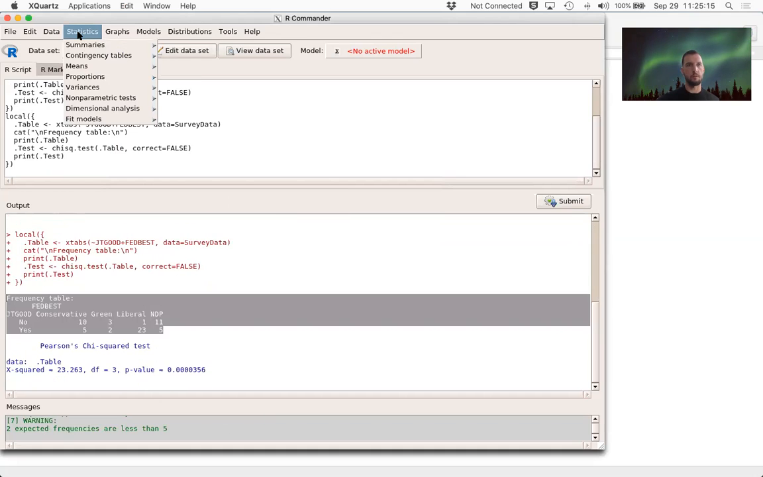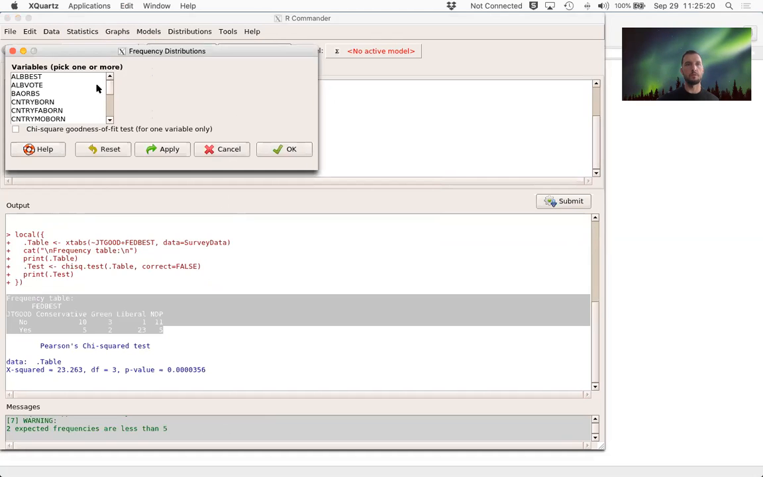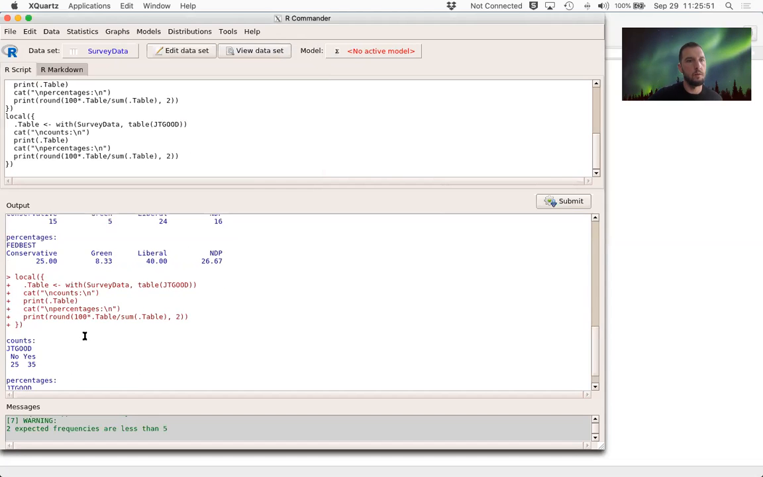Oh, I guess we should also do summaries, frequency distributions. We don't really need to do this, but the question is technically asking for it. The question did say build a contingency table, and then it also said give the row totals. We can get the row and column totals from the table, but just for the sake of completion so that we have full marks on any given problem, we'll do Fed best and JT good. We'll click OK. All right, and here we go.